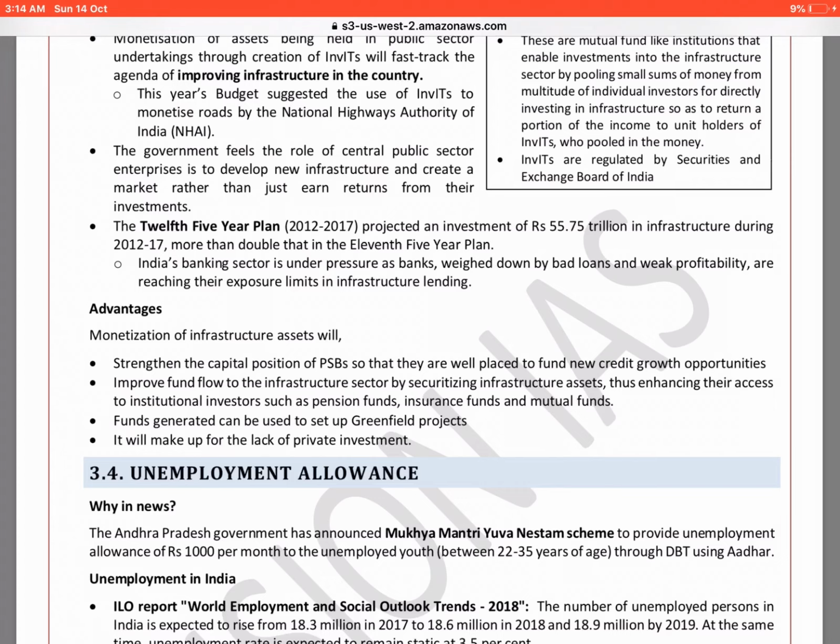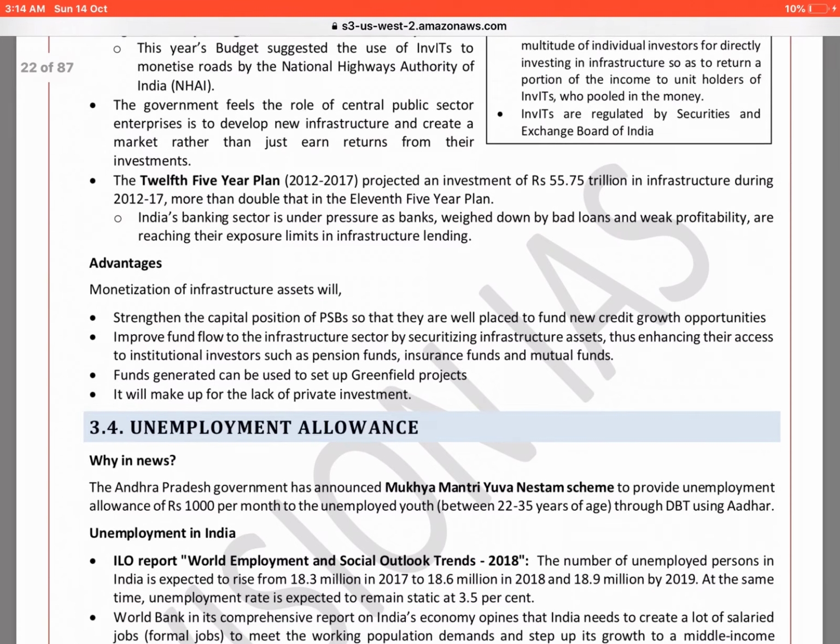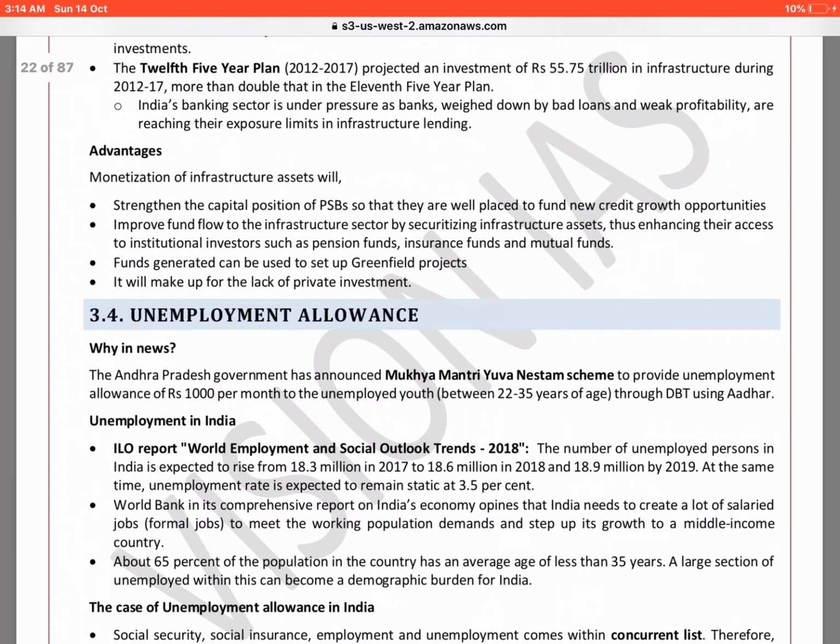So funds can be generated in greenfield projects. Greenfield projects are those projects which will be started from scratch, and brownfield projects are those projects which have already been in the process of making, and more investment is required for completion or scaling up the project. So it will make up for the lack of private investment.